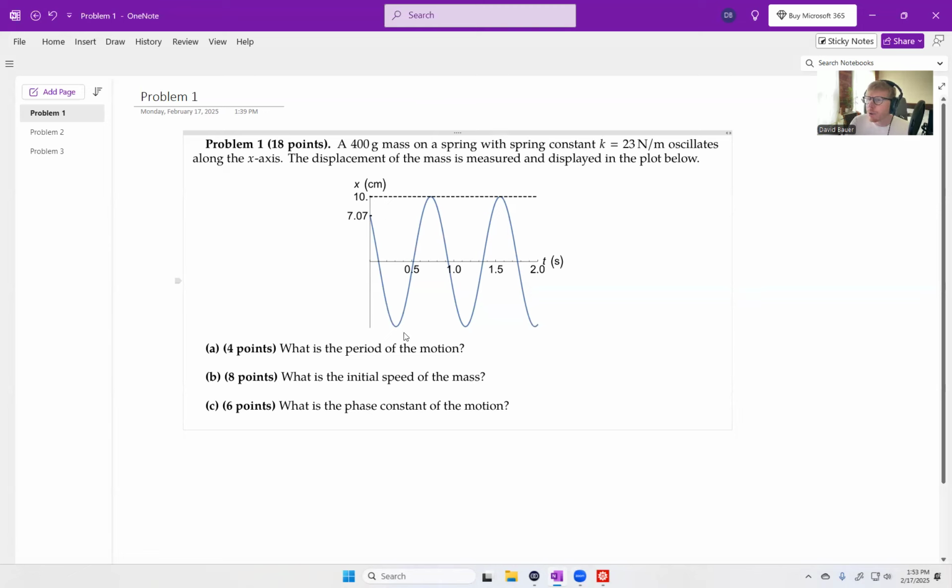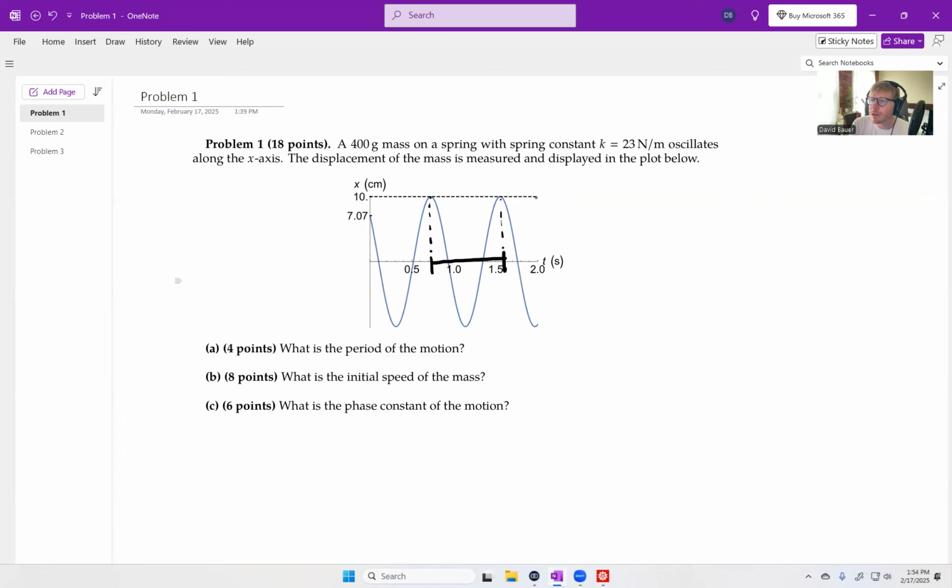Now we're asked for the period. We could try to calculate it from the graph, but it doesn't look that easy to do, because remember, if we want to calculate the period, we would have to find the time between the peaks on the graph. And maybe we could do that, but I'll just tell you, when I was writing this problem, I intentionally tried to set it up so that it was hard to get the period from the graph.